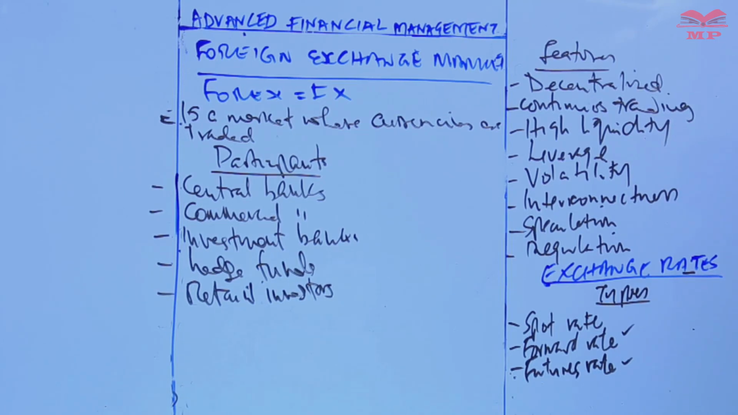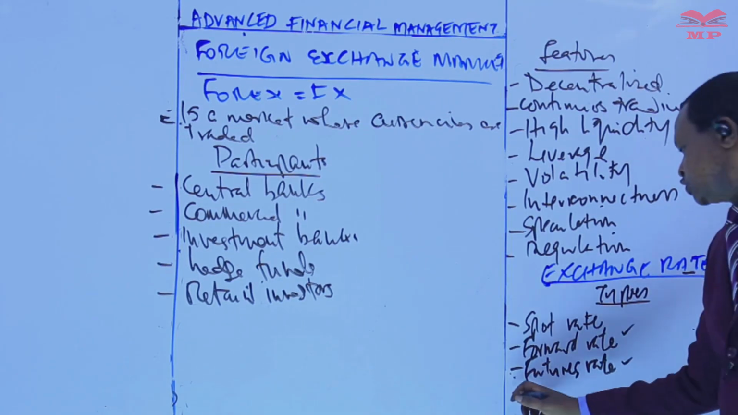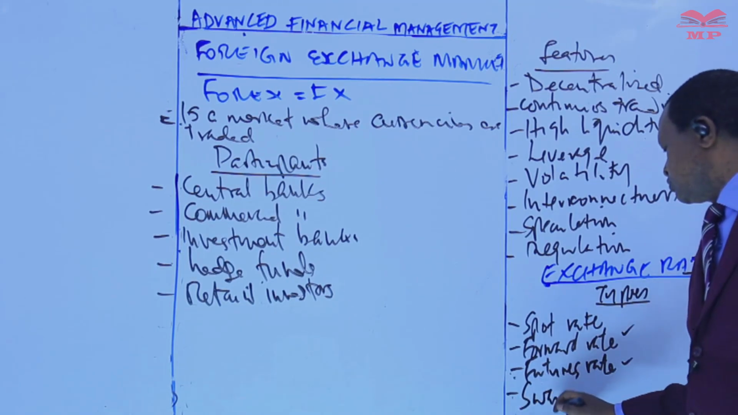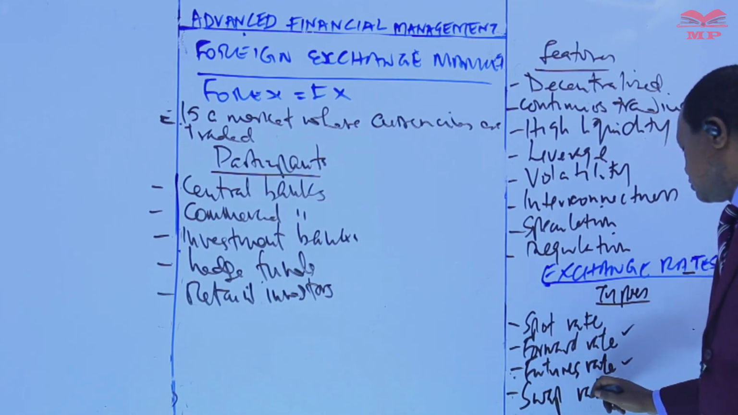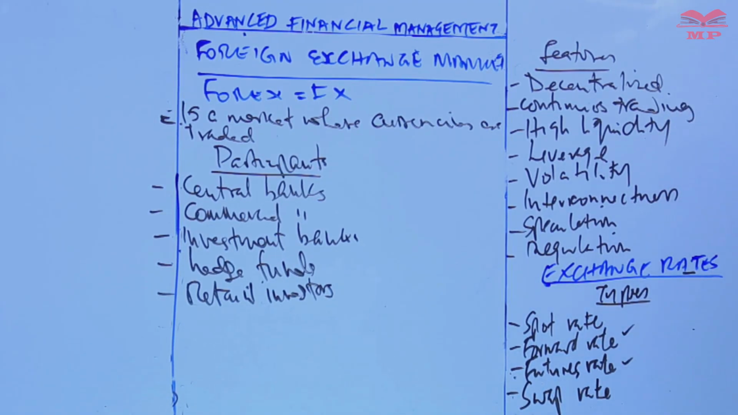Then you have the swap rate. Swap rate, on the other hand, is the rate at which two parties agree to exchange currencies for a specified period. They may have a reverse exchange at the end of the period.